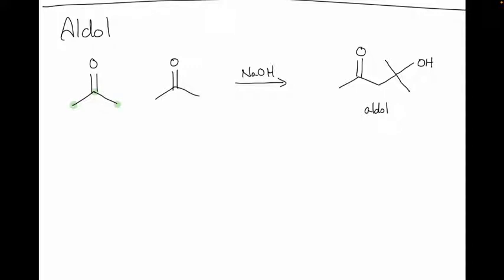One of these, because of my base, will form that enolate ion. That would be these three carbons here. And specifically, that carbon with the negative charge is going to form a new bond with the carbonyl carbon on the neighboring molecule. So that'd be this one here.